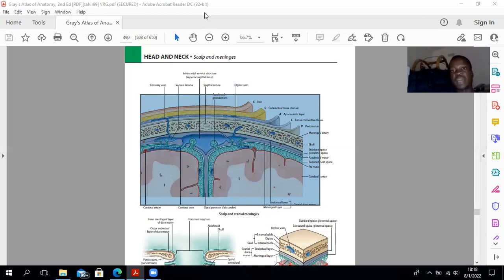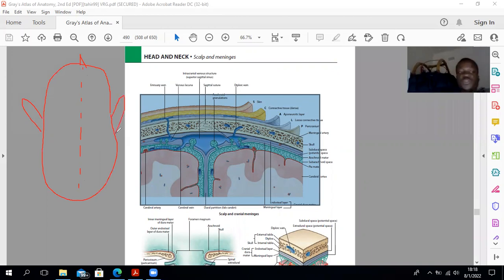Then I'll annotate the nerve supply of the scalp. I'll basically use one side. Let's say that's the midline. Right? Then we have the ear somewhere here. Right. So the nerve supply to the scalp basically comes from the trigeminal nerve. V1 ophthalmic, V2 maxillary, V3 mandibular.